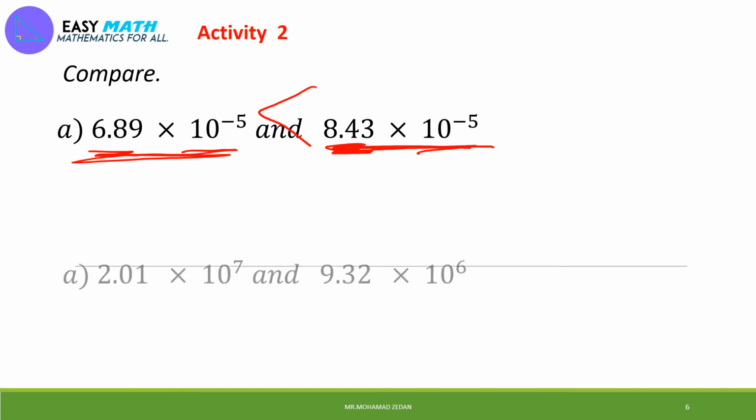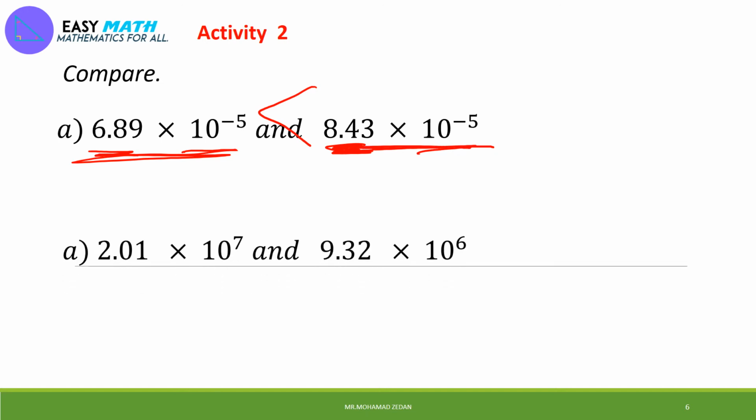Continue. Here, both numbers are in scientific notation, but the power of 10 here is bigger than this power of 10. So it's bigger than, of course. If the power of 10 is bigger, the number is bigger. Don't look at these other numbers. The most important part is the 10, because it's bigger than this 10, but the other numbers, 2, 3, 4, don't matter compared with the 10.